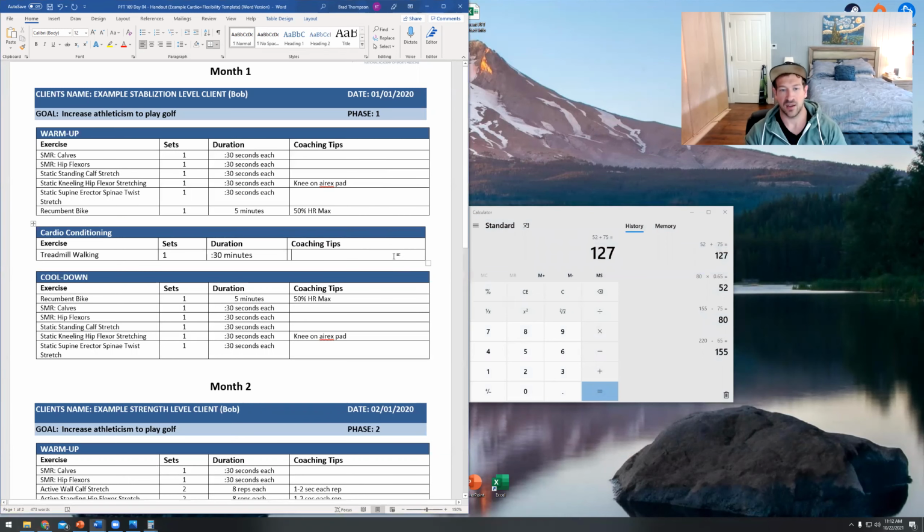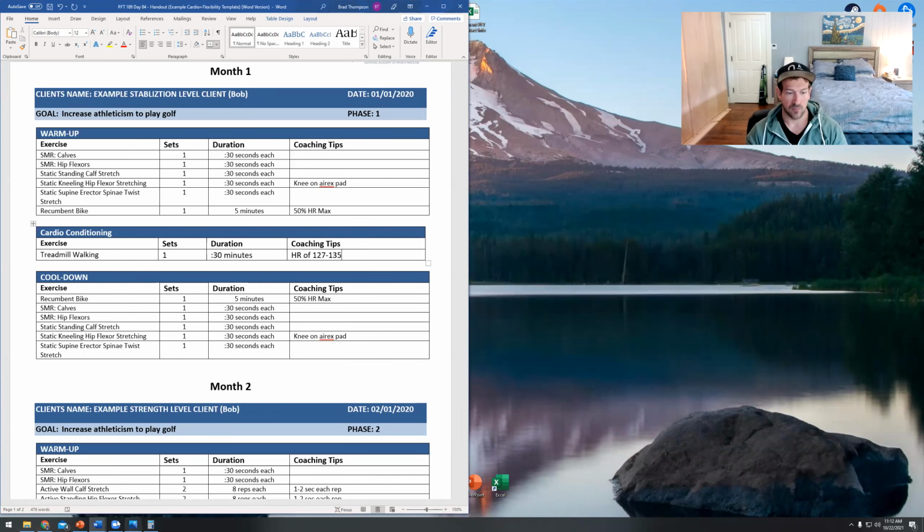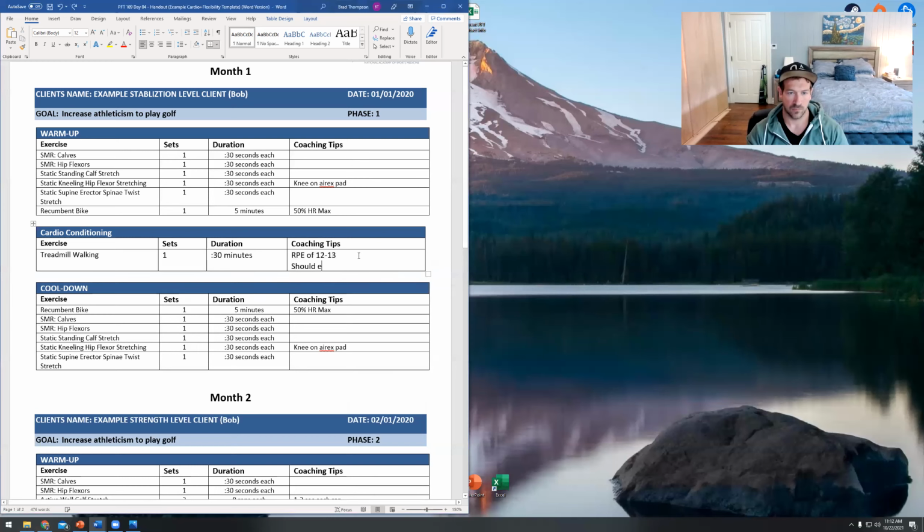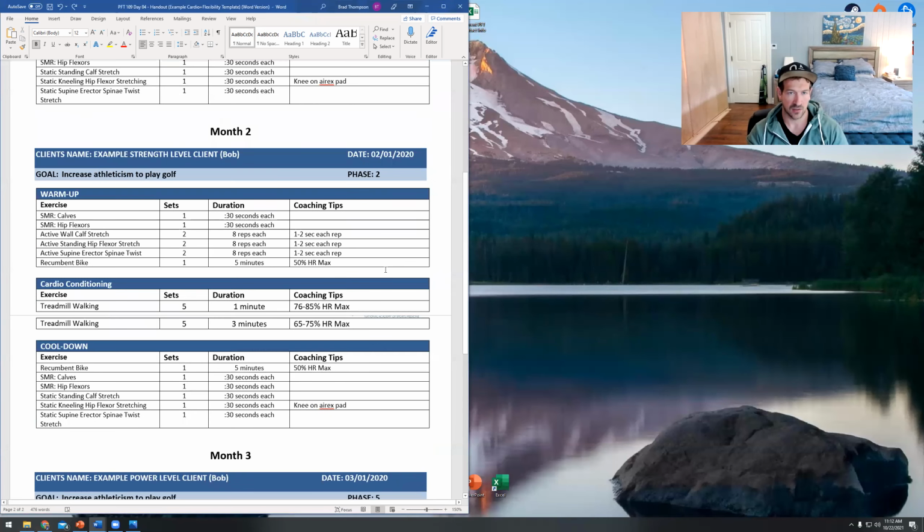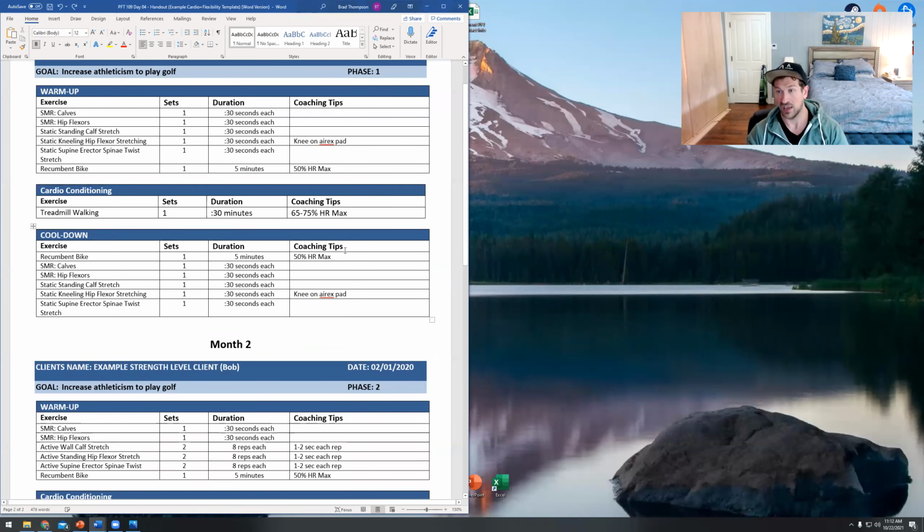So I'd say a heart rate 127 to 135, if I wanted to be really specific about it. So that's his zone 1 routine. And that's just steady state cardio, like 30 minutes of that, right? Let's put that back. But that's how I'd be very specific with my clients, which I usually am.